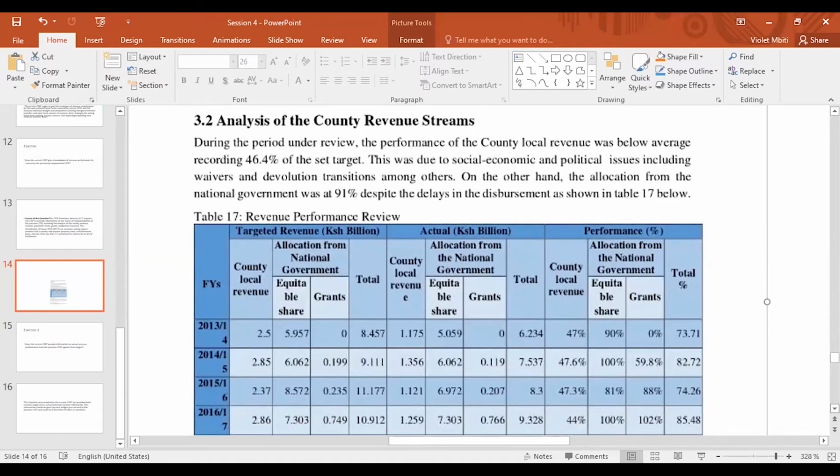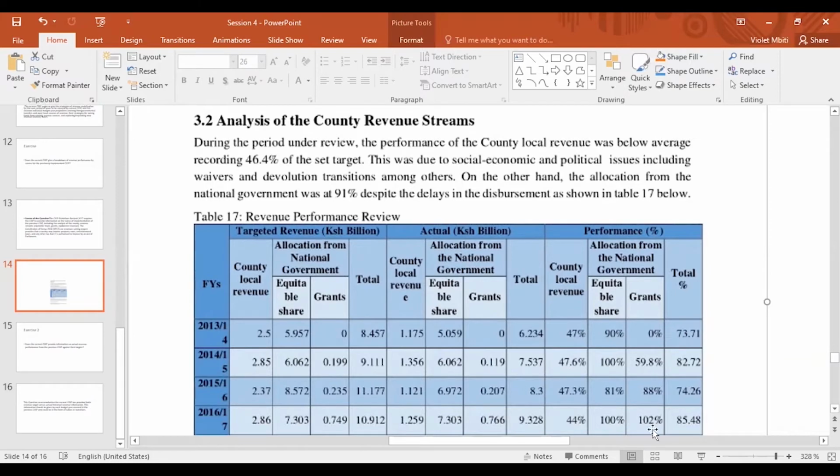As I had stated earlier, a county has various ways of generating income. So it has its own source revenue, or the county local revenue. It also has another source of revenue, which is allocation from the national government. And here we are speaking about equitable share and also grants, like the conditional grants that they get from the government.